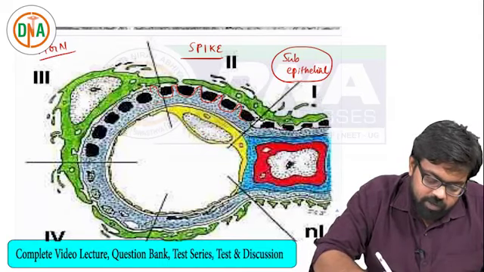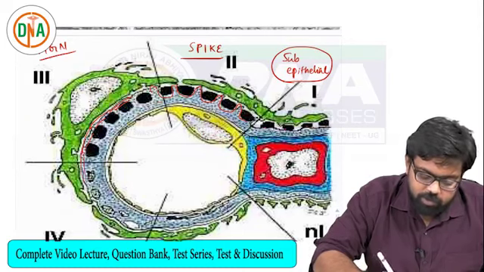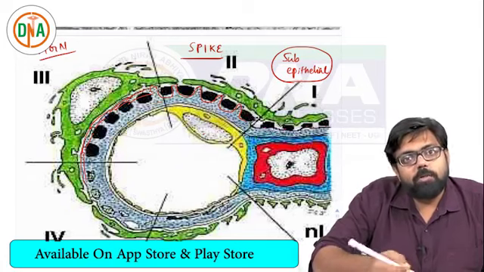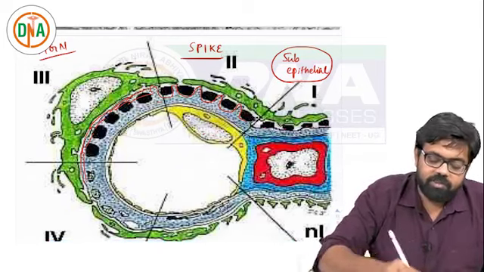So next, what has happened? See, the spikes have united. The spikes have united to form a dome. So this dome is also a component of the basement membrane. So this is what happens in stage 3.